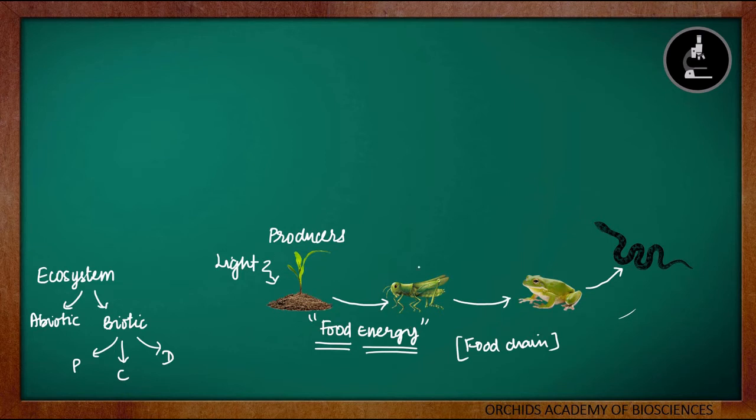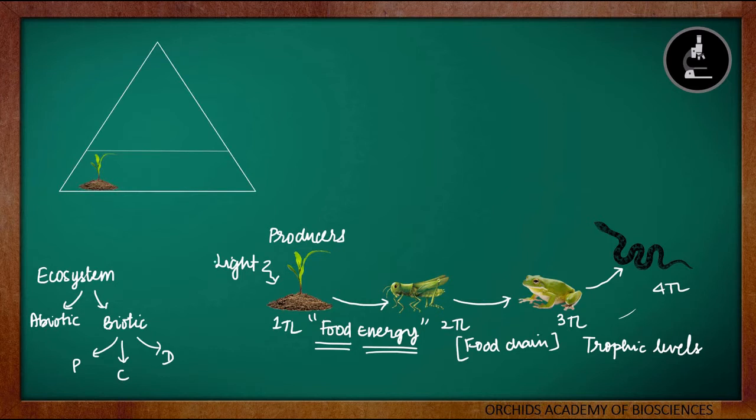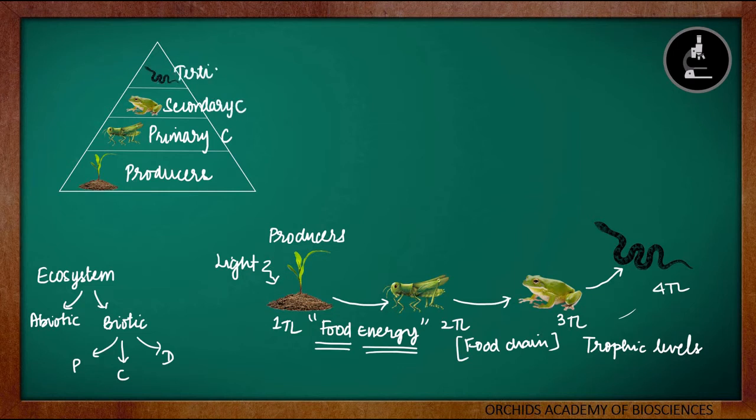And if we see, there are various levels or various steps in a food chain. So these various steps or levels in food chain are called trophic levels. So there will be various trophic levels. This is first trophic level, this is second trophic level, this is third trophic level, this is fourth trophic level. At the first trophic level, what comes are the producers. At the next trophic level, there will be primary consumers. Then at the third trophic level, there will be secondary consumers. And at the fourth trophic level, there will be tertiary consumers.